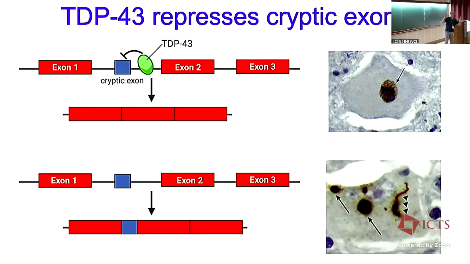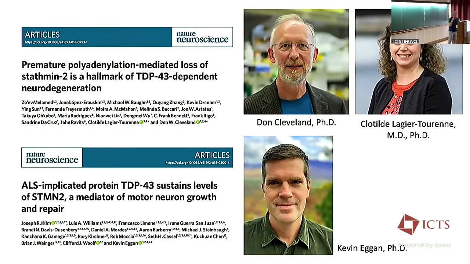So this shows in cartoon form what's going on. TDP-43 is in the nucleus. It sits down, represses this cryptic exon. Following splicing, it's not there, no problem. If you lose TDP-43 from the nucleus, this cryptic exon gets inserted. That could be a problem for several reasons that we just discussed. So then two labs independently, Don Cleveland's laboratory and Kevin Eggan's laboratory, identified a gene called STMN2 (Stathmin-2) as a major TDP-43 cryptic splicing target.